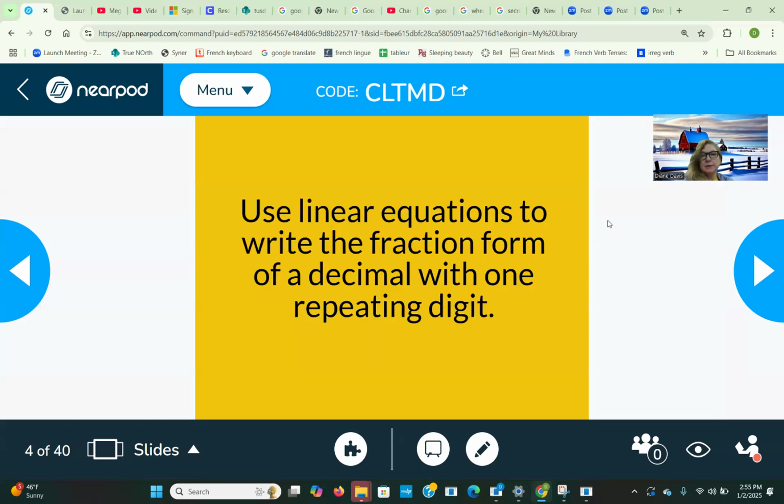Use linear equations to write the fraction form of a decimal with one repeating digit. Okay, so linear equations, you see the word line and the word linear, and you can recognize a linear equation because the variable has no exponent. That graphs as something different than a line. Equation means you have numbers and letters that are set equal to a value.